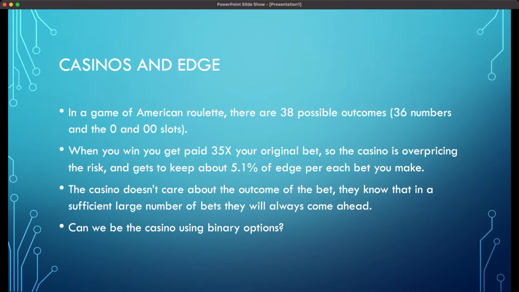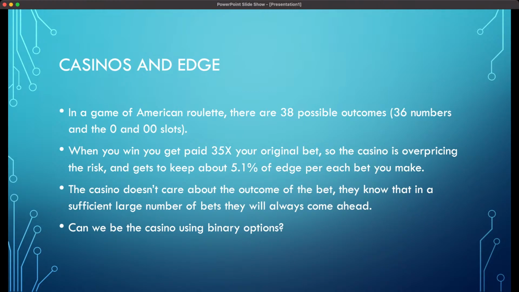The issue is, the key here is, if you win, you only get paid 35 times your original bet, which would be fair if there were no 0 or double 0. Now, that would be a fair payout, but no. The casino is paying in profit less than the risk you're incurring. In other words, they are overpricing the risk. Because of the overpricing of the risk in every bet, they have an edge of around 5.1%. That means they get to keep $5 of every 100 that you bet per trade.